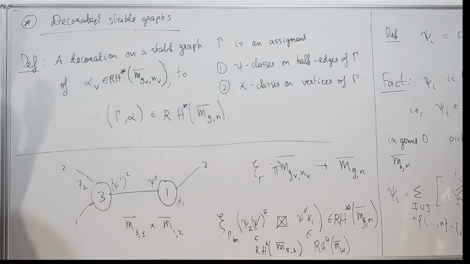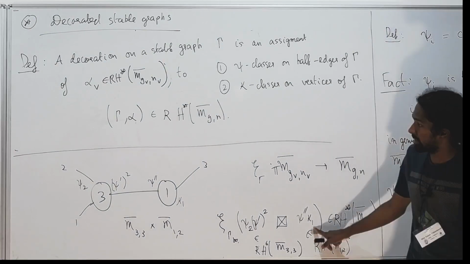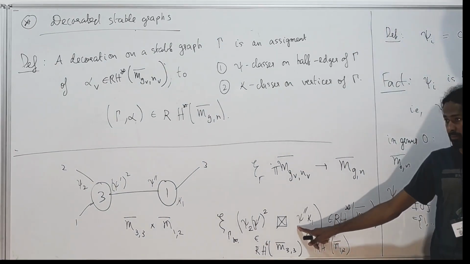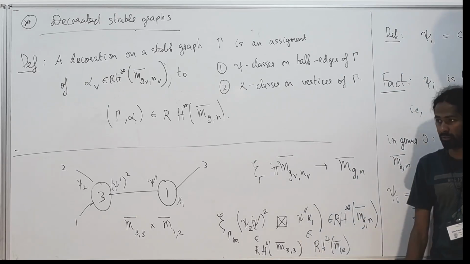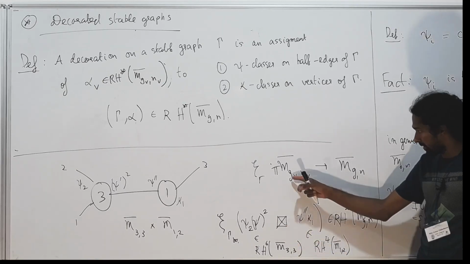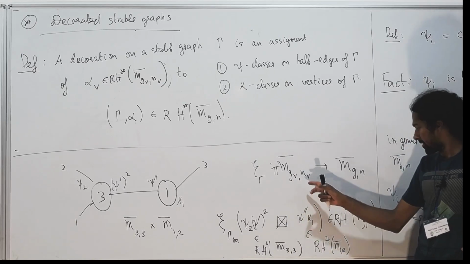How do I get 4 again? So it's the kappa class that is in degree 2, and the psi class that's also in degree 2. Okay, it's 2 plus 2. And when I pull it back, I get something in 6 plus 4, it's 10. And then I push it forward.